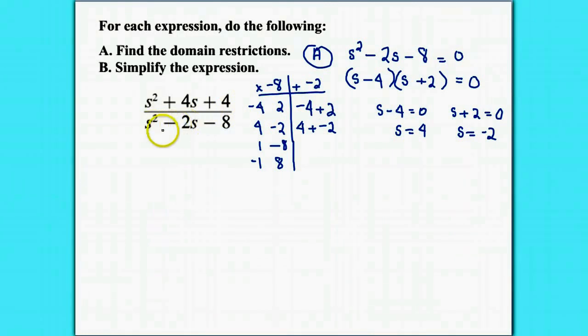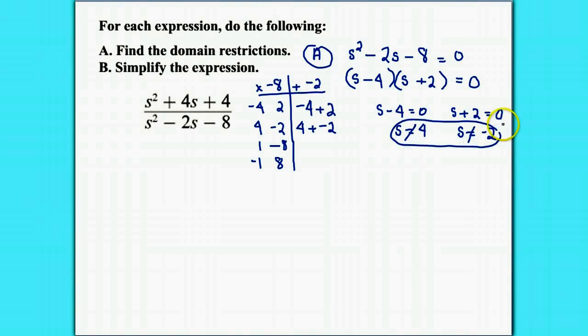And you can check it out and try it. If you plug 4 in here, we're going to get 4 squared, which is 16, minus 2 times 4. 2 times 4 is 8, so we'd have 16 minus 8, which is 8. 8 minus 8, yep, that gives us 0. Okay, so that's bad. So we're going to say our domain restrictions are that s cannot equal 4 and s cannot equal 2.